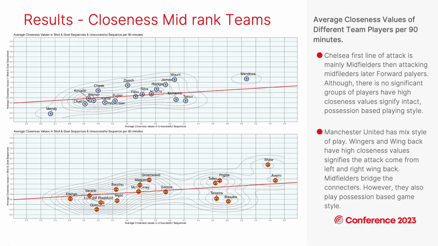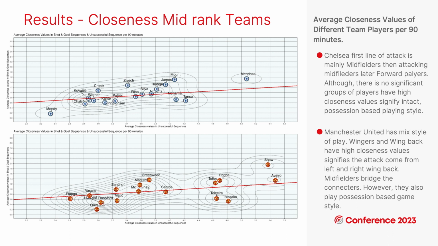For Chelsea also, we didn't find many groups. There's just one group where all players are landing. Of course, there are exceptions, but in general, this also shows that in the dense or possession-based playing style, we don't find a very high closeness value for a single player or certain players.